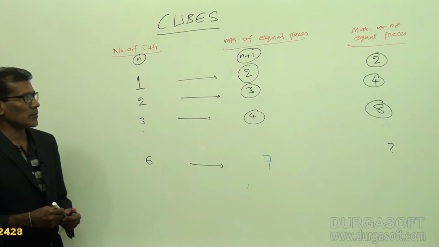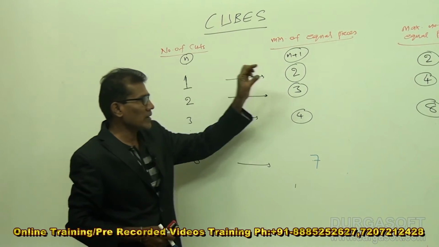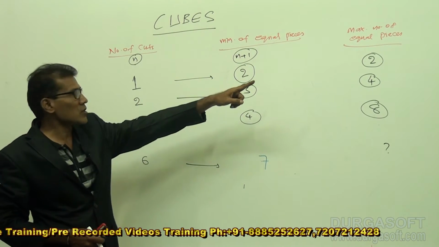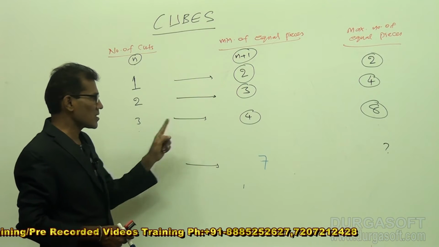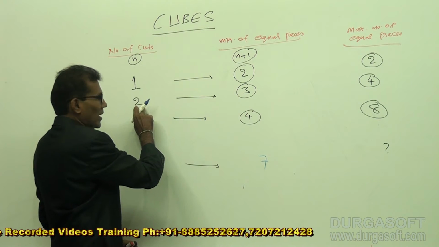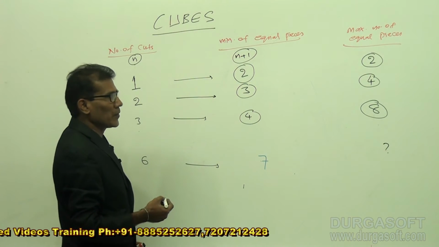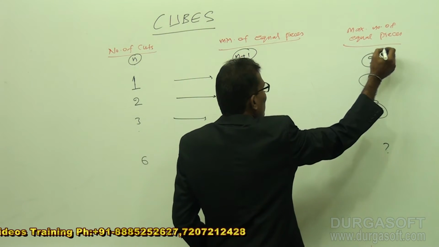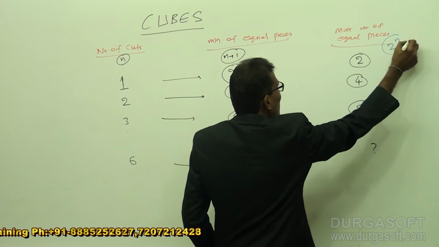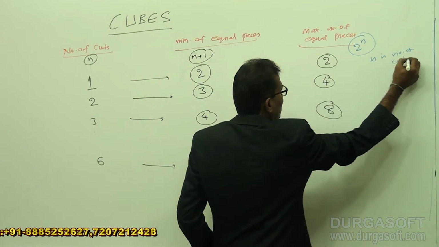And what about the maximum number of pieces? Again, try to find the relation between the number of cuts and the maximum number of pieces. If the cuts are 1, then the maximum number is 2. If 2, then 4. If 3, then 8. What relation can you establish between 1 and 2, 2 and 4, and 3 and 8? That is in power format. Here, for the maximum number of equal pieces, the relation is 2 power n, where n is the number of cuts.